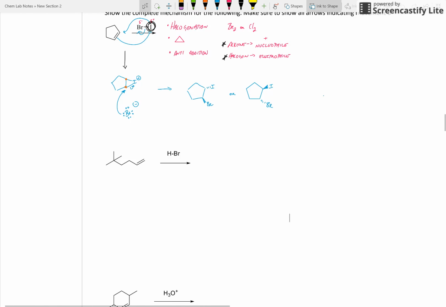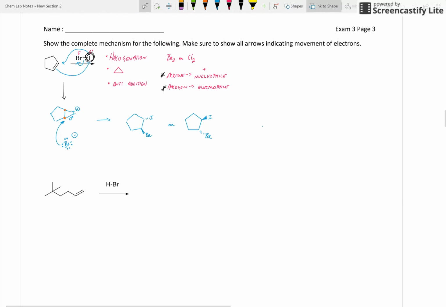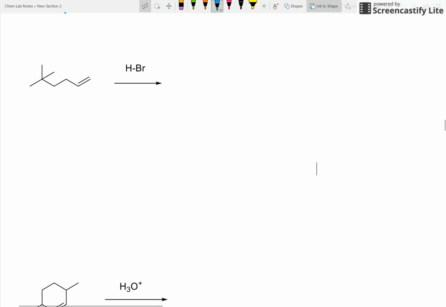Okay, so we're continuing through page 3 here. We talked about the halogenation reaction last time, so this time we're going to go through this reaction. Here we have our hydrohalogenation. Right, so we're adding the H, we're adding the Br.